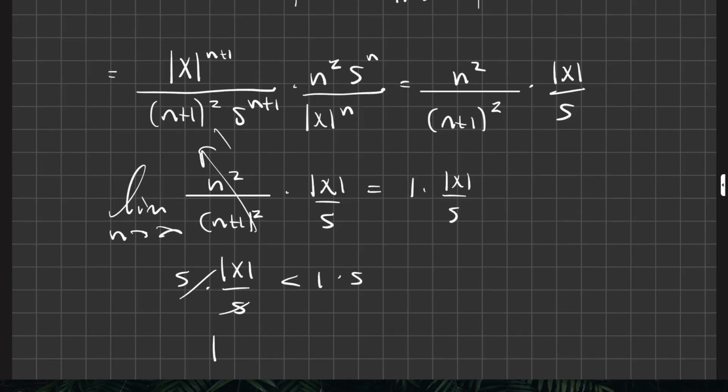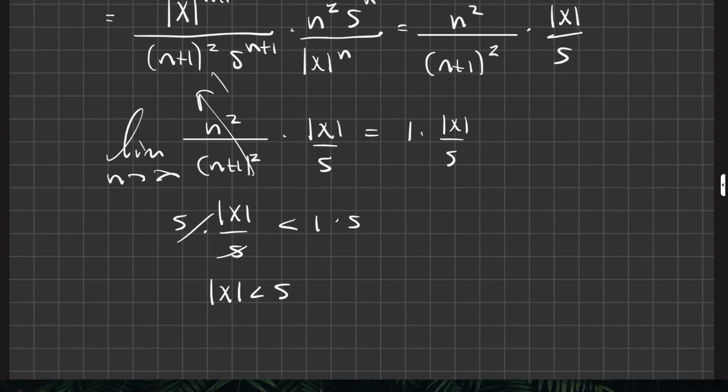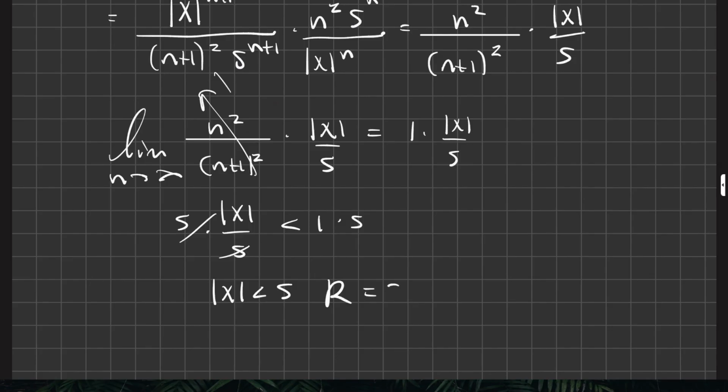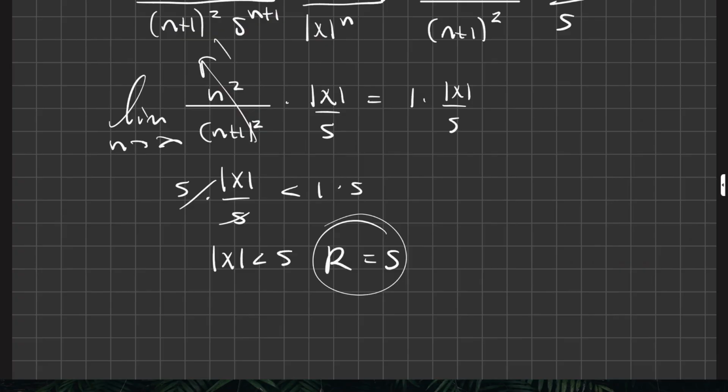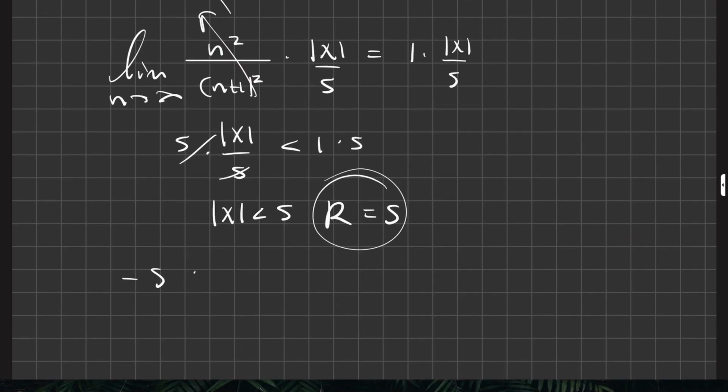And this just comes down to we're looking at absolute value of x less than 5. So this means our radius of convergence is r equals 5. Okay. And our candidate interval is negative 5 to 5. And we want to check the endpoints.